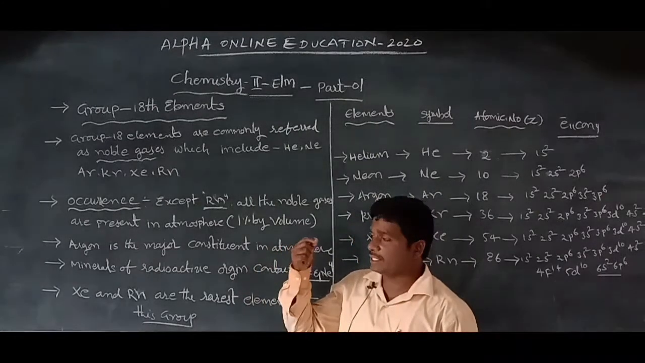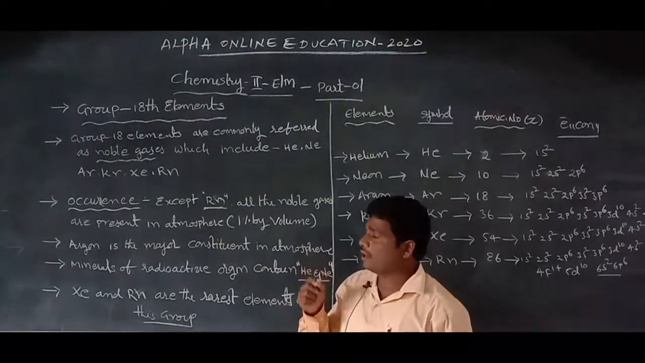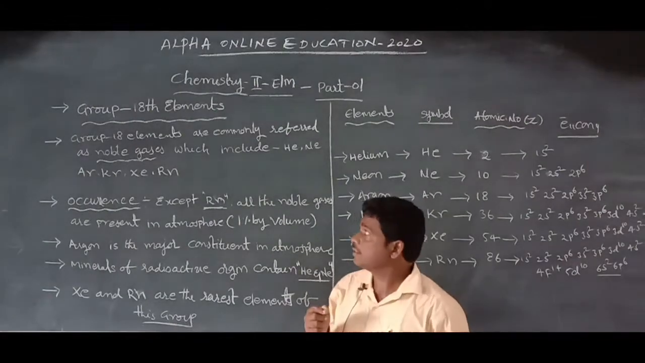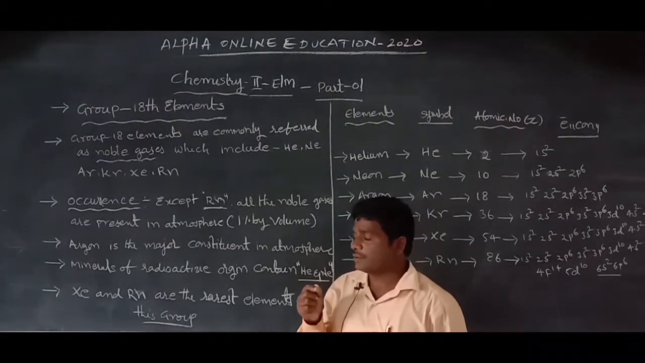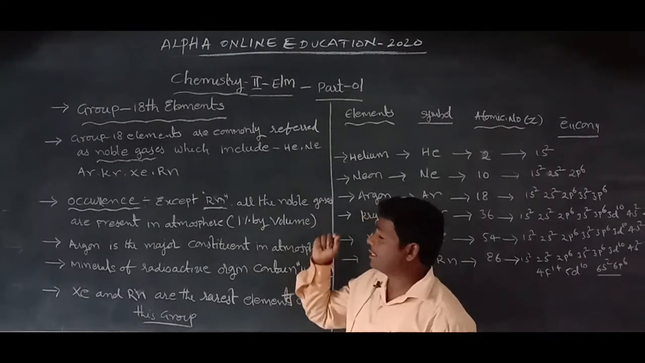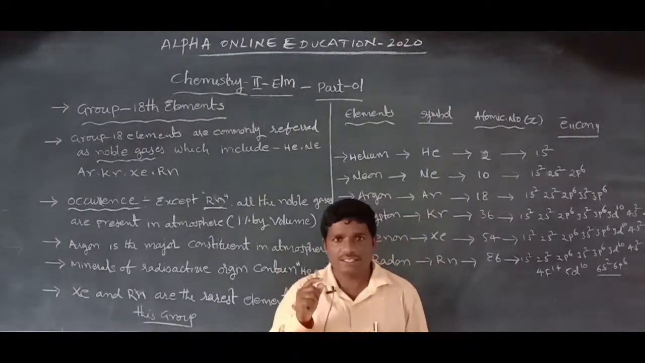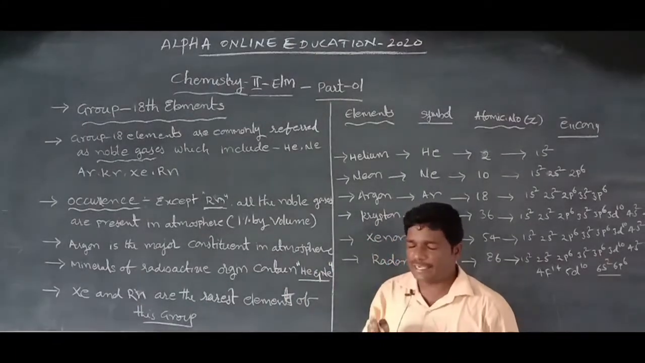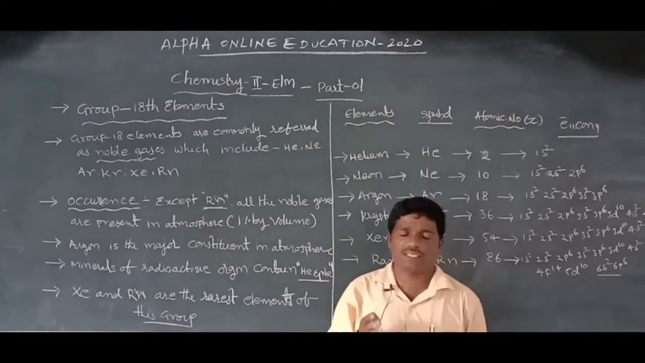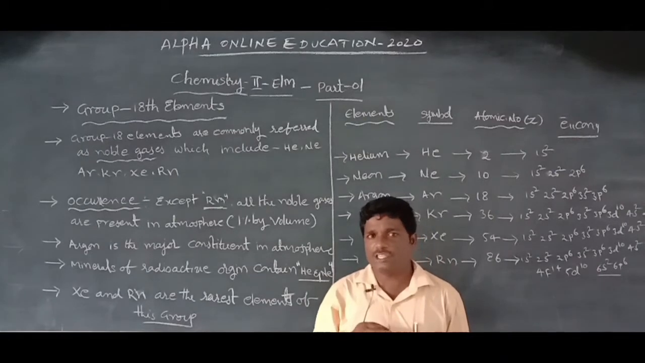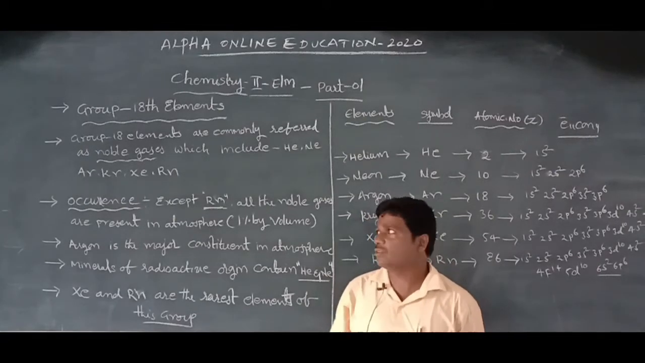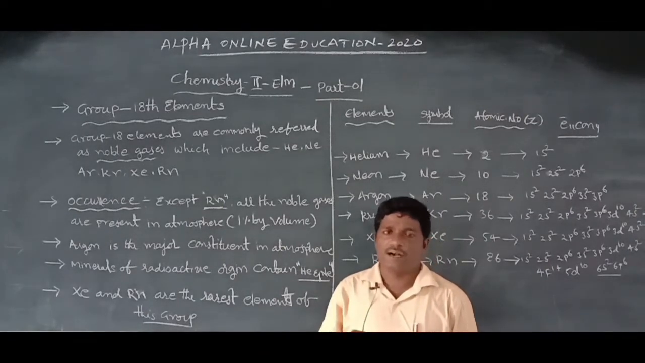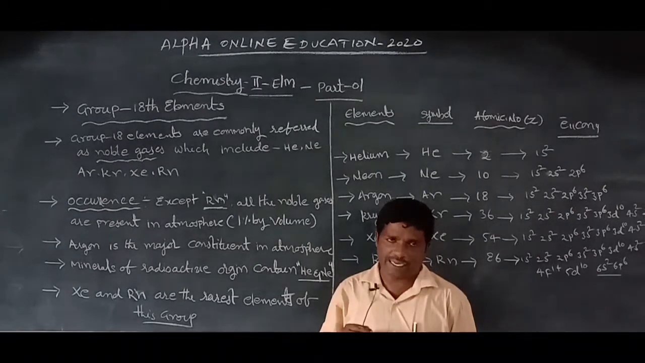These elements are commonly referred to as noble gases or inert gases, which include helium, neon, argon, krypton, xenon and radon. They belong to group 18, also called group 0, by the IUPAC notation. They are also known as noble gases, zero group elements or inert gases.